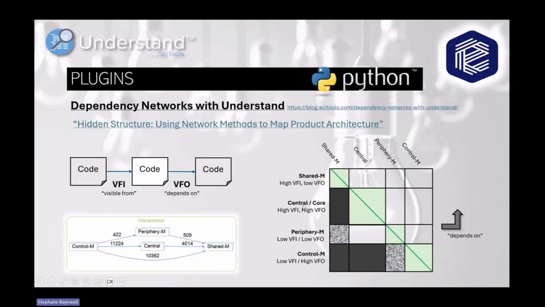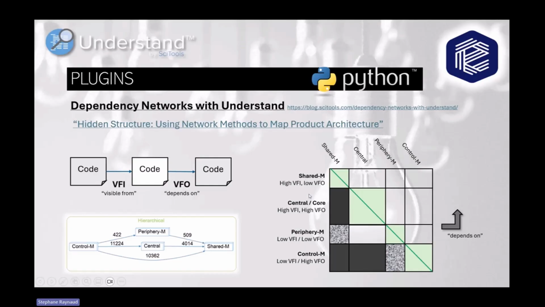So basically the core of your software will be the one that a lot of files depend on, and that also depends on a lot of files. That's your core. Your periphery is whatever is not really depended on by anybody or doesn't depend much on anything, so they are just those files that live on themselves. The control are the ones at the top of the tree, right? They depend on a lot of files, but not many depend on them. And the shared are at the bottom of the tree.